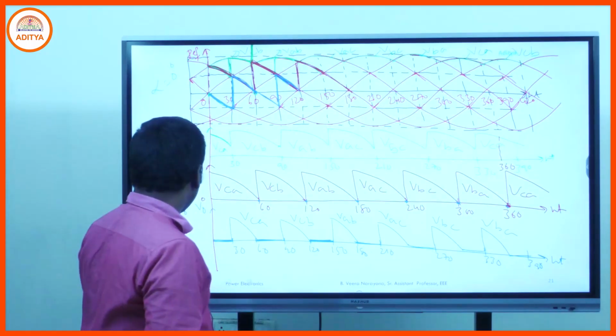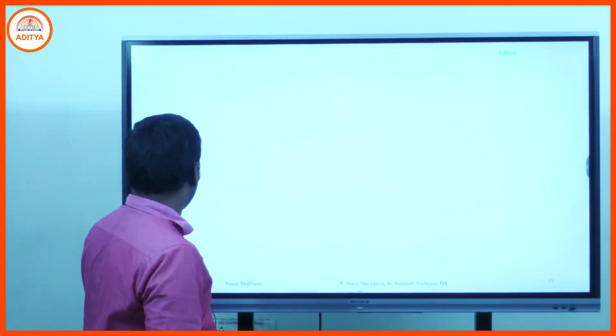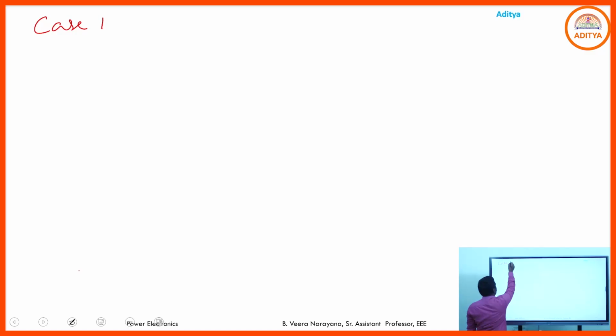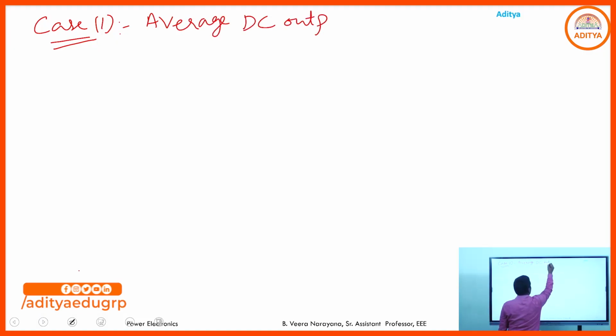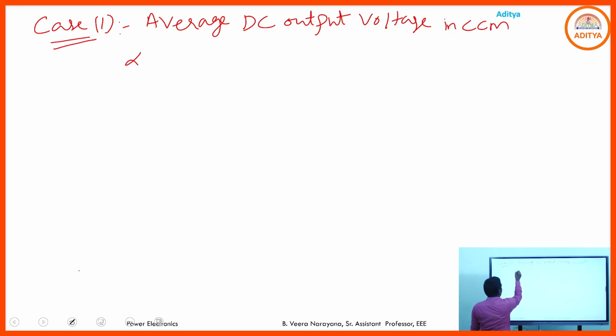So first we go with the average DC output voltage in continuous conduction mode. So here, the first case: average DC output voltage in continuous conduction mode, that is alpha less than 60 degrees.